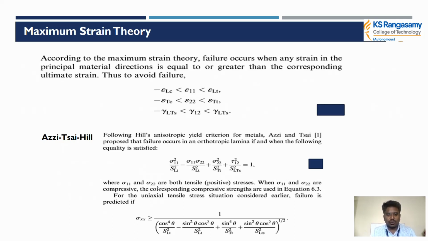This is the formula we are using in the Azzi-Tsai-Hill theory: sigma 1 squared divided by S squared of L T, minus sigma 1 sigma 2 divided by S squared of L T, plus sigma 2 squared divided by S squared of T, plus tau 12 squared divided by S squared of L T, equal to 1. Tau means the shear stress. So this is the Azzi-Tsai-Hill theory for the lamina.